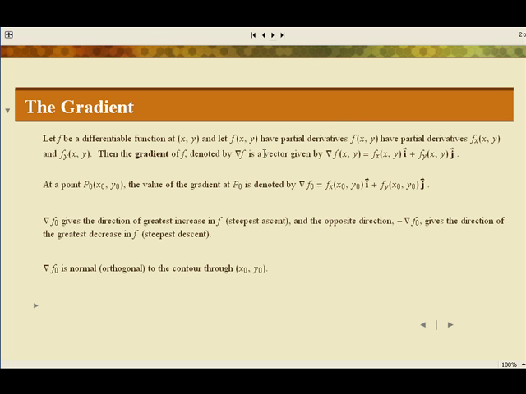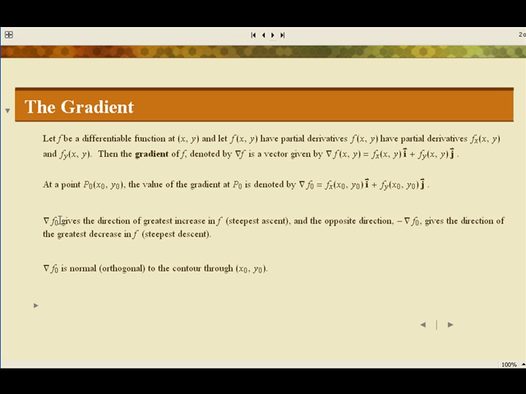And then the gradient is going to be given by this f sub x in the i direction, f sub y in the j direction. So just how this thing changes in the i direction and the j direction. And at a point p naught, the value of the gradient I get just by plugging in those x naught and y naught values. So that's what we get there.